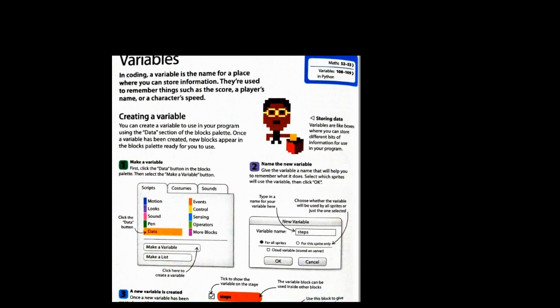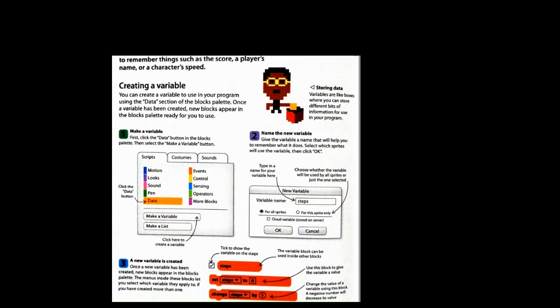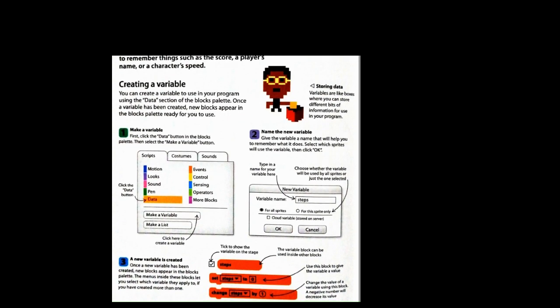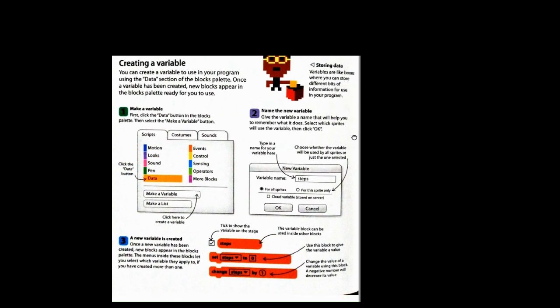Variables. In coding, a variable is the name for a place where you can store information. They're used to remember things such as the score, player's name, or a character's speed. Storing data. Variables are like boxes where you can store different bits of information for use in your program.